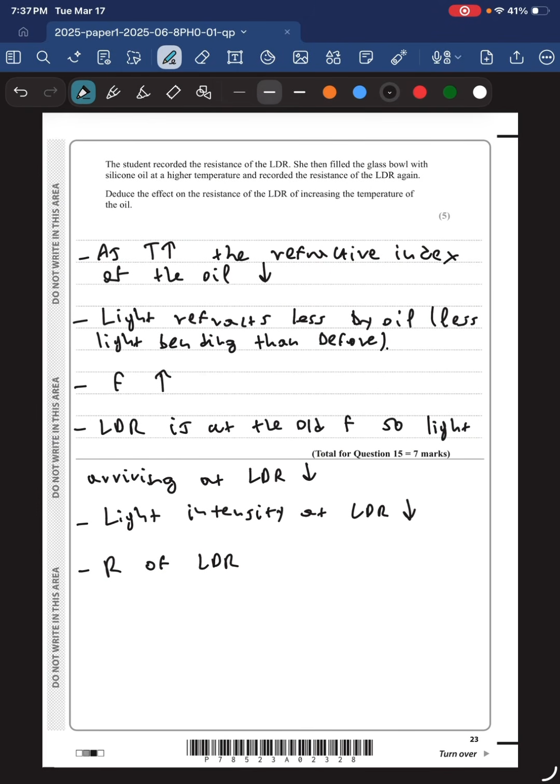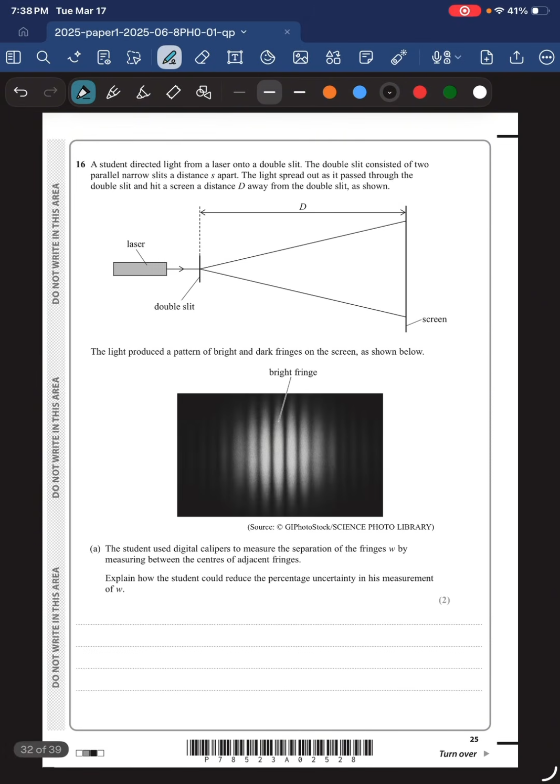increases. I'm sorry, it increases. Why is that? Because as we increase the light on an LDR, we make more charge carriers available, therefore the resistance decreases. But in this case, the light reduces, therefore the resistance increases. I hope this makes sense. Let me know in the comments again.